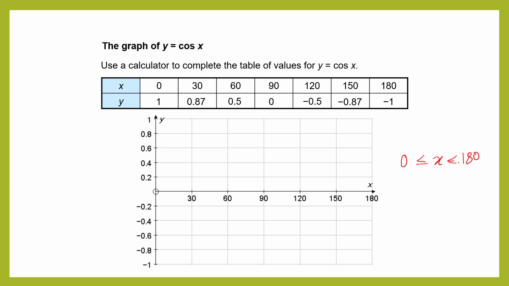Here we have the positive and negative parts of the y-axis. So we need to plot 0 and 1 first, then 30 and 0.87 and so on. So the graph will be drawn like this. This one is between 0 till 180. We're going to draw another one between 0 till 360 because this is the question most probably repeated in the exams in the updated syllabus.